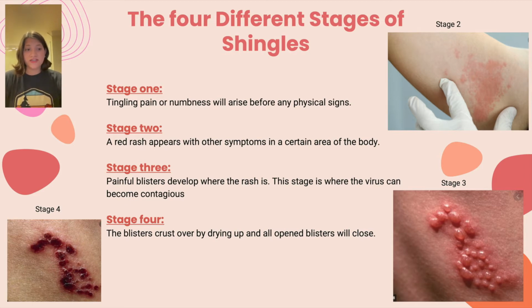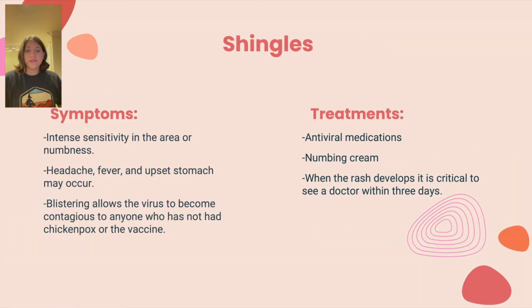The third stage is the stage of blistering. These can break open and leak fluid that contains infectious amounts of the virus. In the final stage, all blisters will begin the process of crusting over by drying up and closing all open blisters. This happens about 7 to 10 days after the blisters first appear. After the skin is crusted over, the healing process begins, and all scabs should be gone in a couple of weeks. Next, I will talk about some of the common symptoms and treatments for shingles.